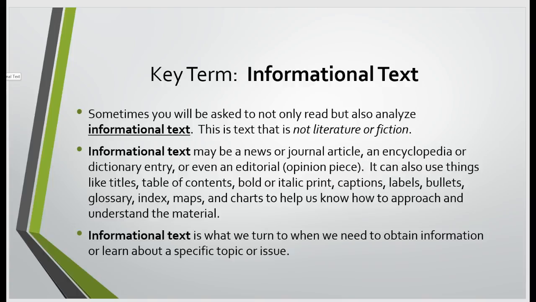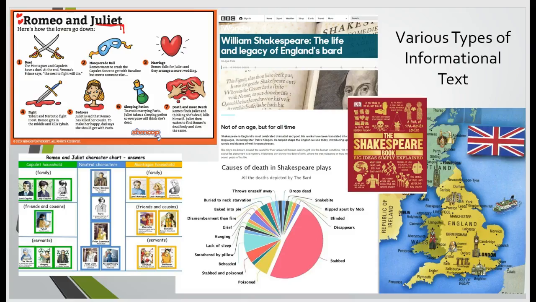Things like a journal, a dictionary, even an editorial or a table of contents, a map. These are all things that we look to just to obtain information. So it might look like things like this. Here we have a graphic image of the plot of Romeo and Juliet to help us walk through the major plot points or who the characters are.